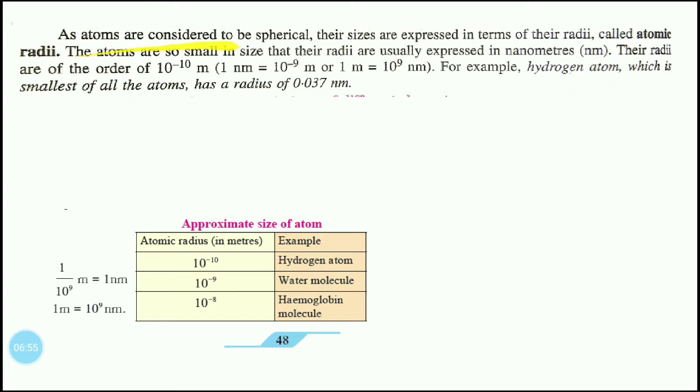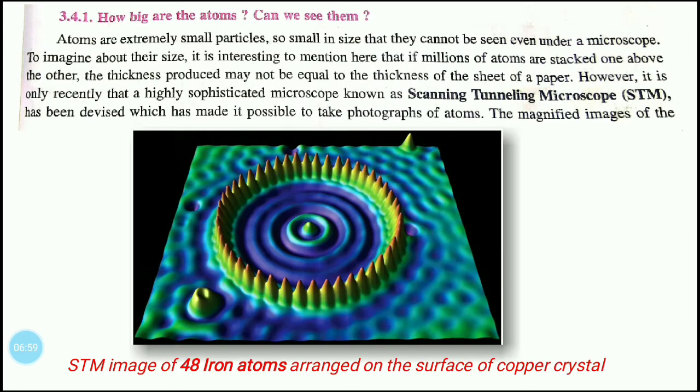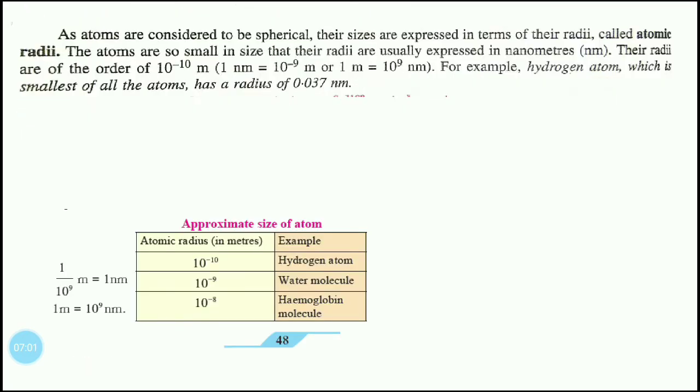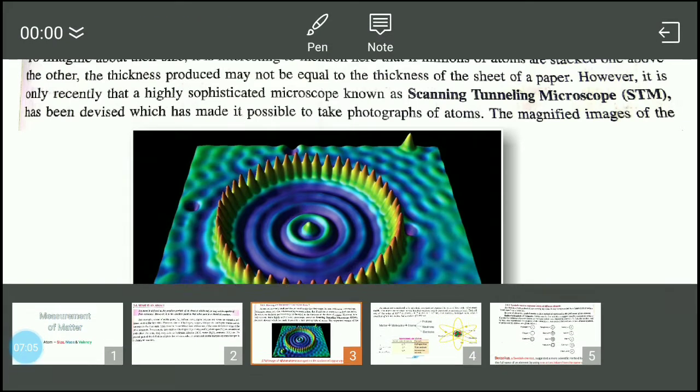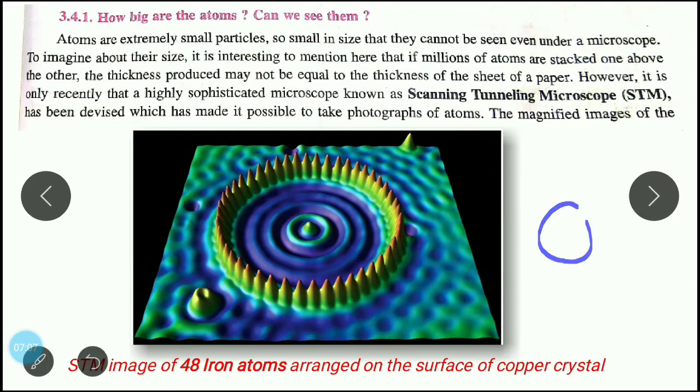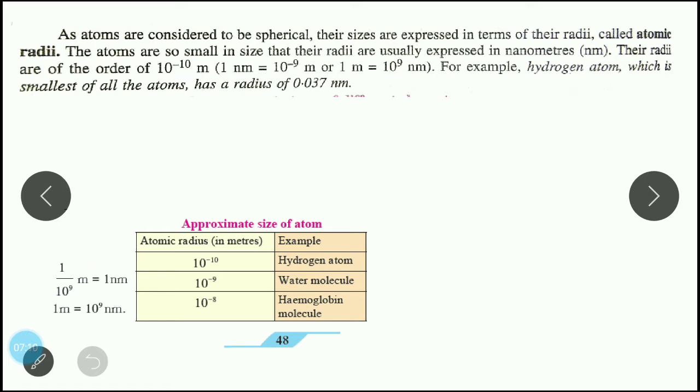And as atoms are considered to be spheres, that is what I told you. This is the way we represent them, as a sphere. So the atoms are considered to be spherical. We consider them so, but exactly how they look is as I showed you in the previous image. But we represent them as a sphere.